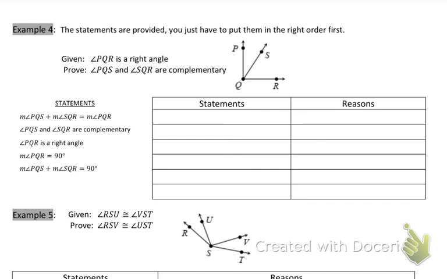Angle PQR is a right angle. And that's given, I hope. So I can go ahead and cross that out. I bet you that's on here somewhere. It's right there. I can cross it out. I'm done with it.